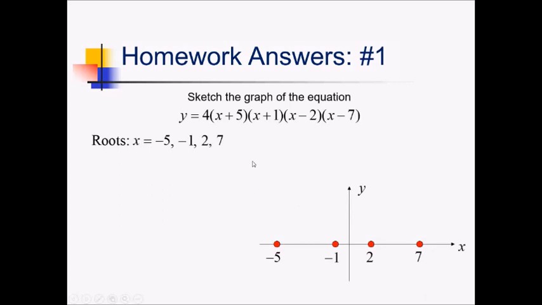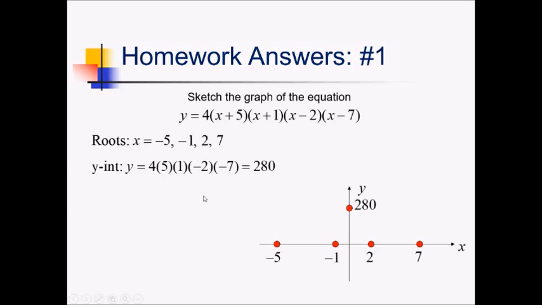Alright, next let's find the y-intercept. So if I plug 0 in for x, I'm essentially doing 4 times 5 times 1 times -2 times -7. So multiplying all that together, 4 times 5 is 20, times 1 is 20, times -2 is -40, times -7 gives us positive 280. So that's going to be somewhere up here. This is just a sketch.